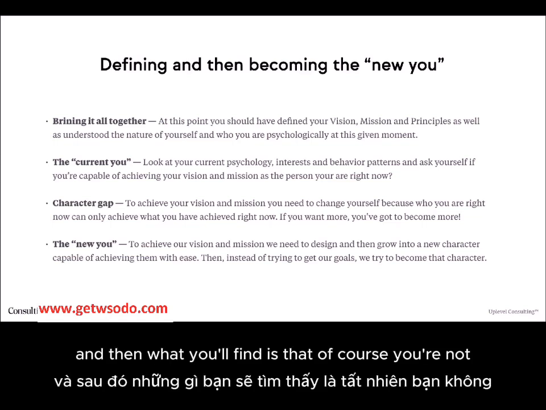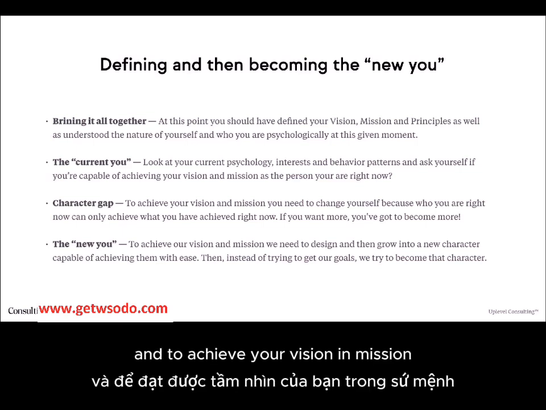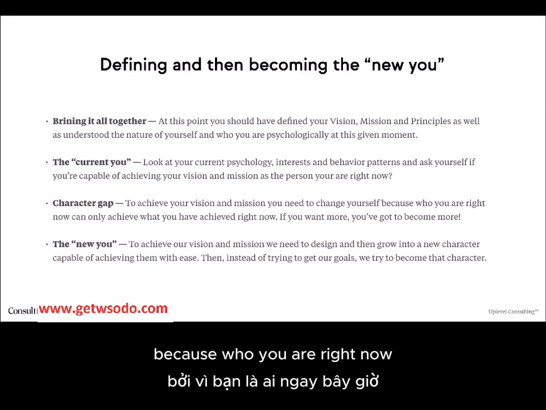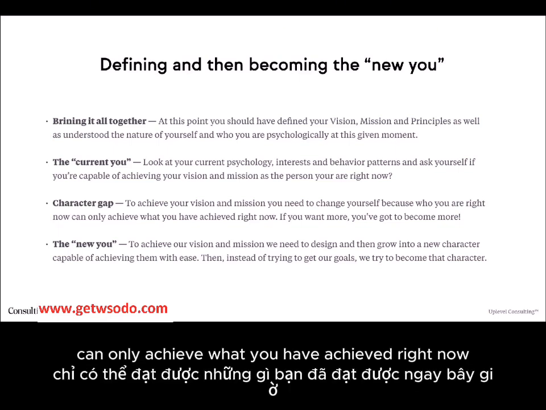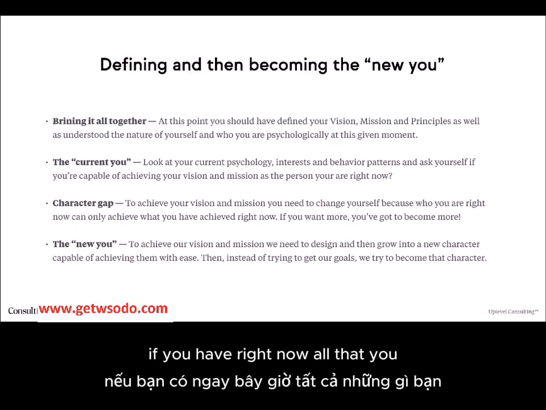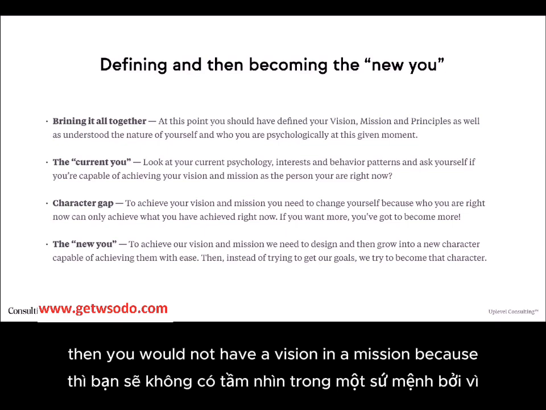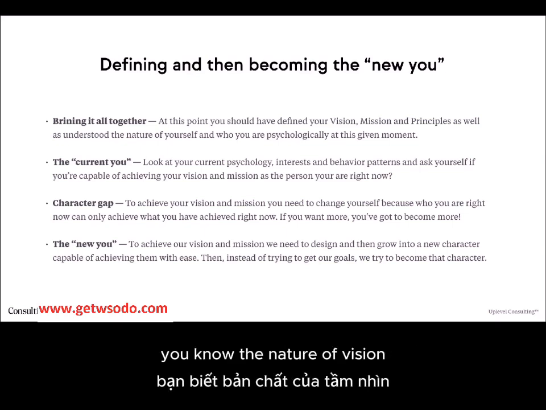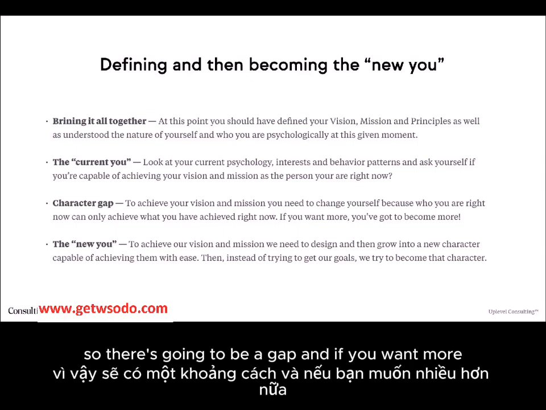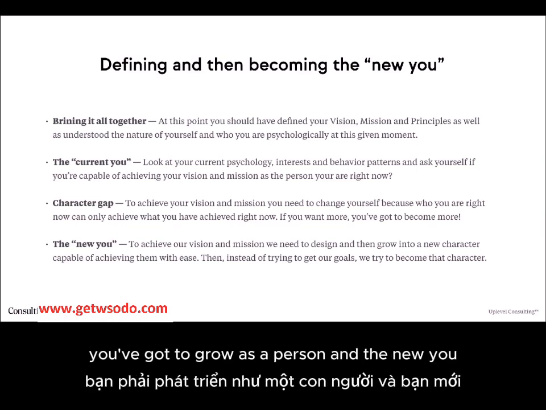And then what you'll find is that, of course, you're not. And this is the character gap. To achieve your vision and mission, you need to change yourself, because who you are right now can only achieve what you have achieved right now. And if you had right now all that you want to achieve, you would not have a vision and a mission, because the nature of a vision and mission is something you don't have. So there's going to be a gap. And if you want more, then you've got to personally become more. You've got to grow as a person. And the new you.